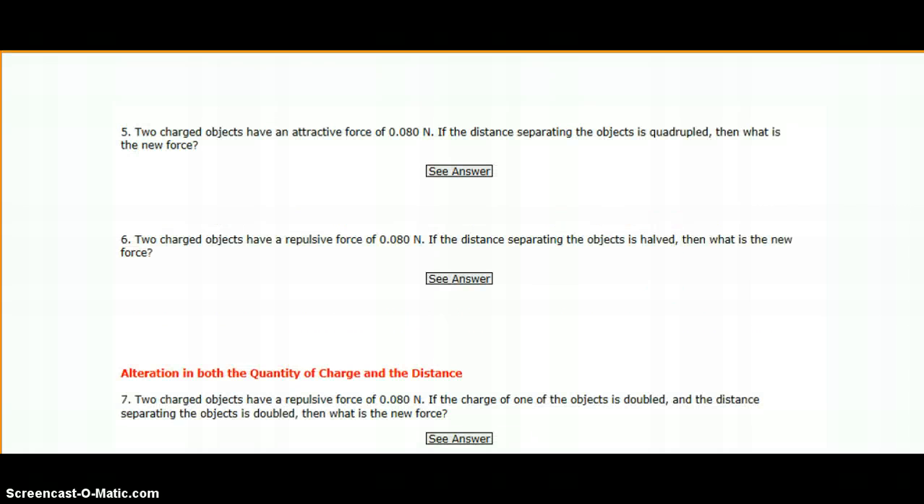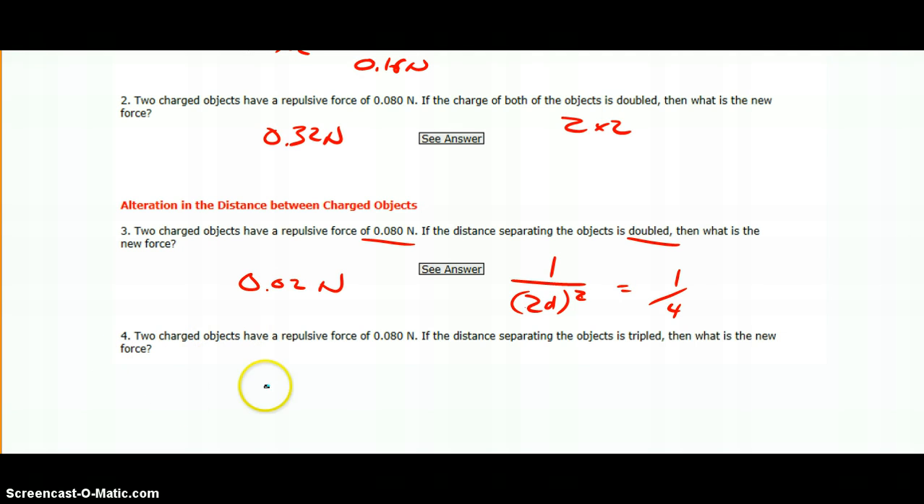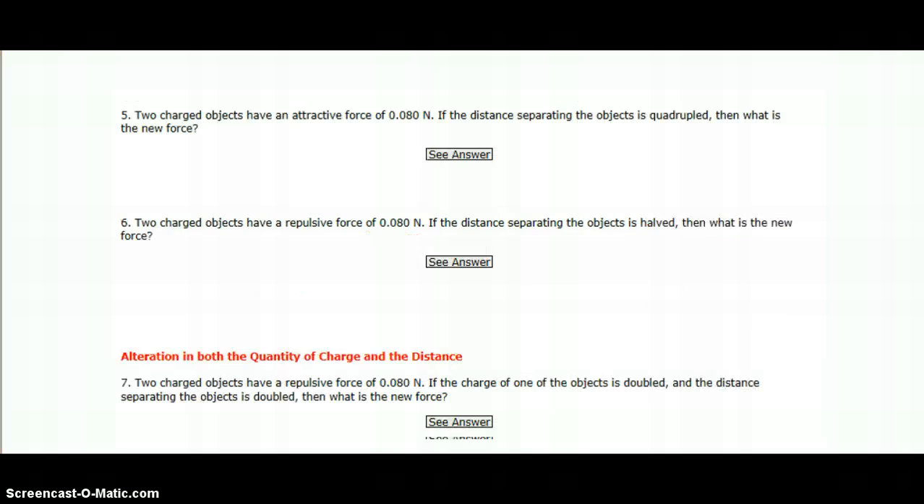Skip that problem a little bit. Go back to number 4 there. Two charged objects have a repulsive force of 0.08 newtons. The distance between them is tripled. So again, it's 1 over 3 times the distance squared. Well, 3 squared is 3 times 3, so that's going to be 1/9 as much force. So I have to take 0.08 and divide it by 9 to get the actual value. So that's essentially going to be equal to 0.009 newtons, 9 times less.